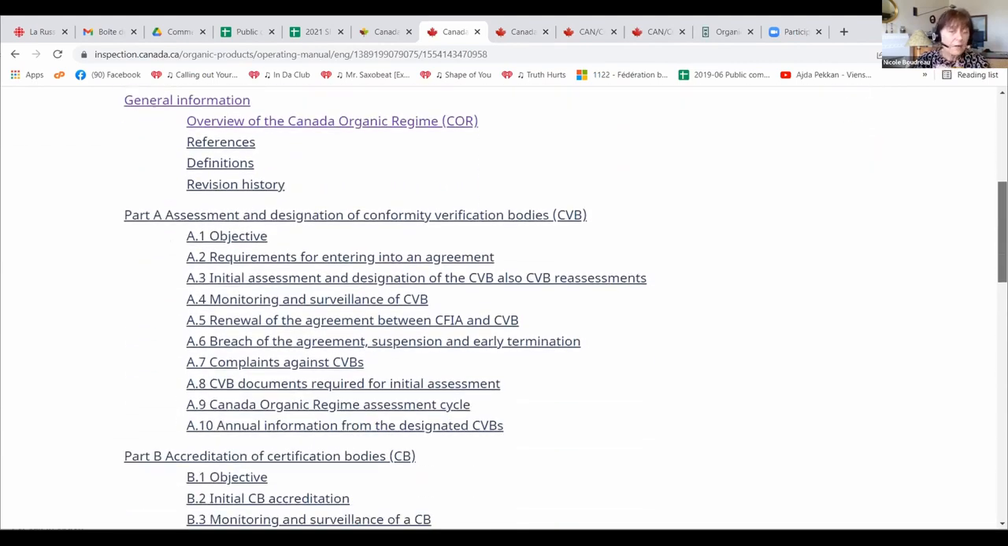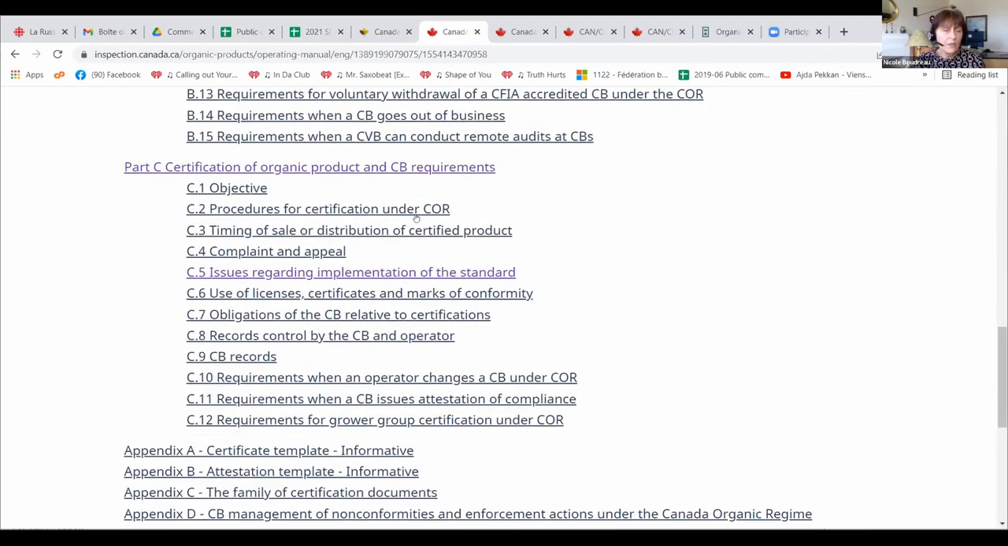You can read how the certification bodies are accredited. And you can also read what is more interesting at the operator level: certification of organic product and CB requirements. They explain how certification is verified on your operation, with a visit from a verification officer. It also describes that if you don't agree with the decision made by a certification body, there is a way to lodge a complaint or an appeal. So the details about the certification exercise are described there.